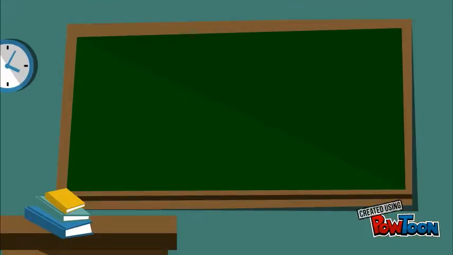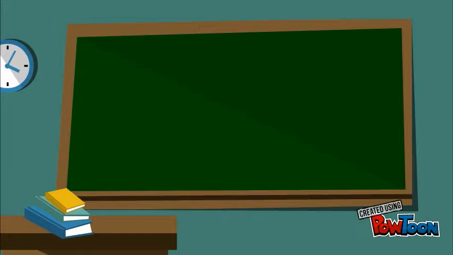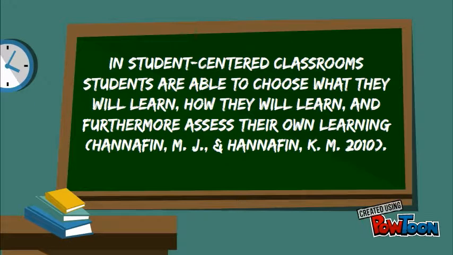This method of teaching where students take control of their learning was very similar to the student-centered learning approach. Student-centered learning is a method that can be successful in engaging students in science. Student-centered learning has the child as the instructor rather than the teacher. The purpose of this is to allow students to take ownership of their own motivation and learning and promote independent problem solving. This method of teaching engages students because it puts their interests first.